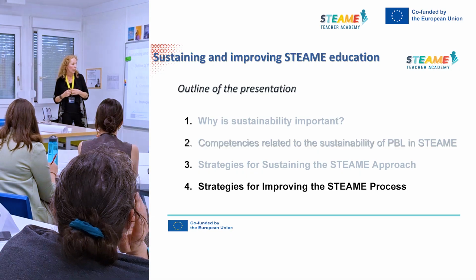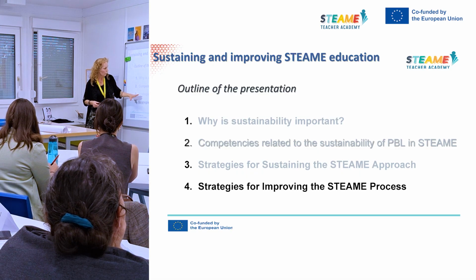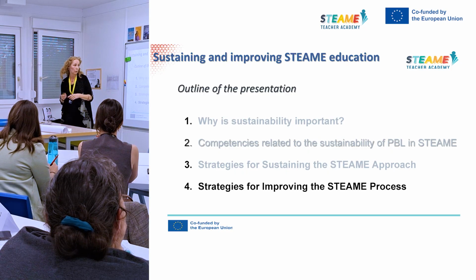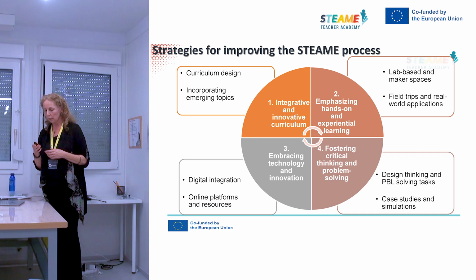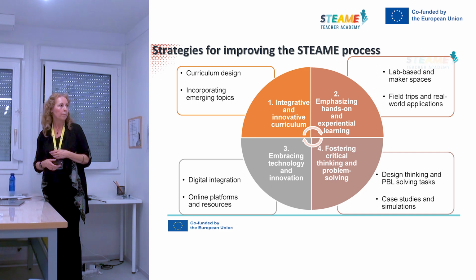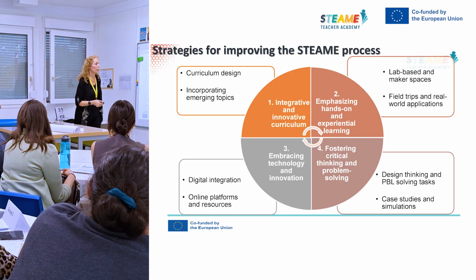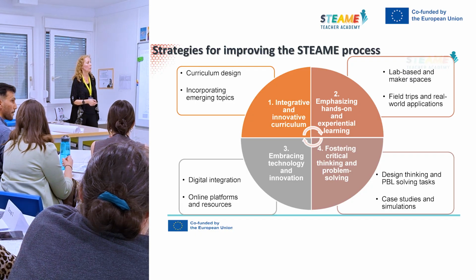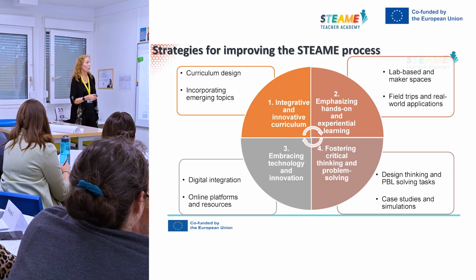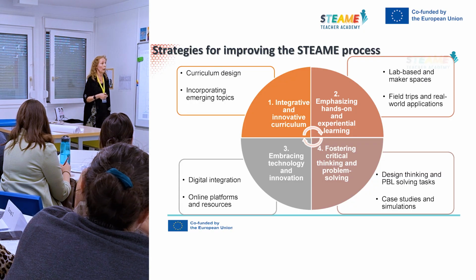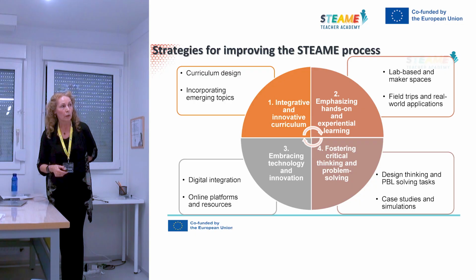This was about strategies to sustain STEAM approaches. Now we move further to strategies for improving the STEAM process. It is about, first of all, integrative and innovative curriculum. We should pay attention to curriculum design and incorporate emerging topics. Another strategy is to emphasize hands-on and experiential learning.